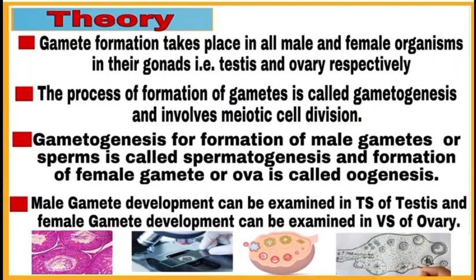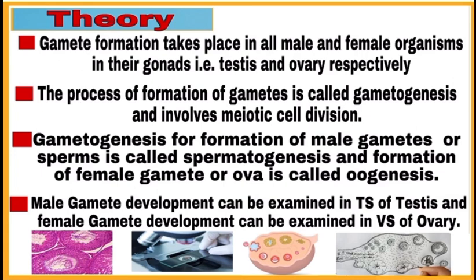Write theory part of the experiment. Gamete formation takes place in all male and female organisms in their gonads, that is, in their testes and ovary respectively. And the process of formation of gametes is called as gametogenesis. And this gametogenesis involves meiotic cell division. So, in gametogenesis, meiosis takes place and chromosome number is reduced to half in gametes.